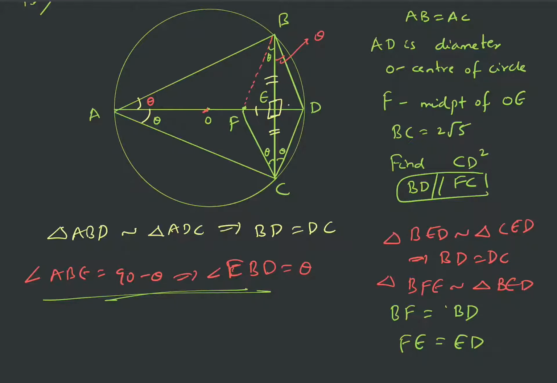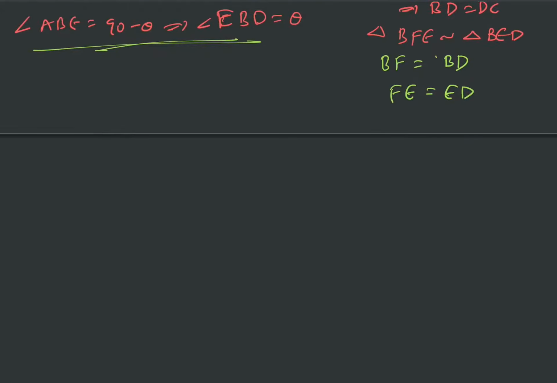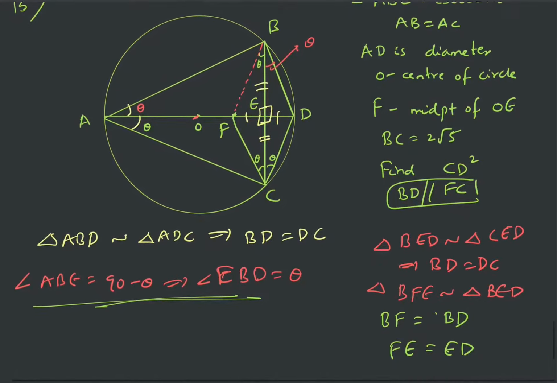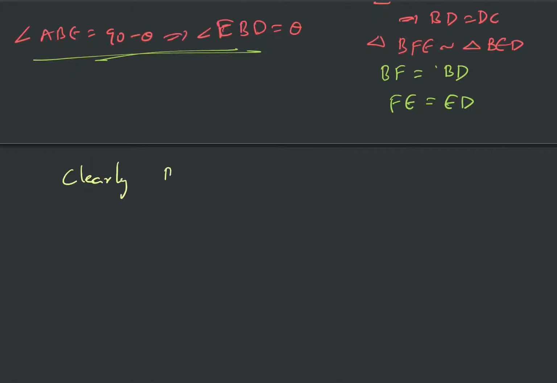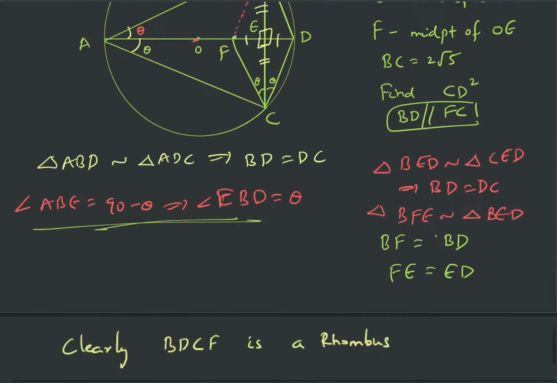So now you can easily deduce that this quadrilateral is a rhombus because BD is equal to DC is equal to FB and these two are parallel, and also the diagonals bisect each other. So clearly you can say that BDFC is a rhombus, BDCF is a rhombus.